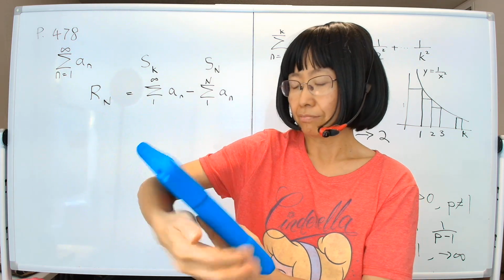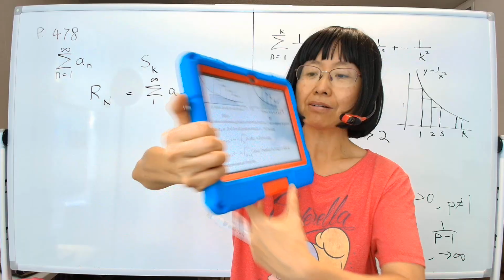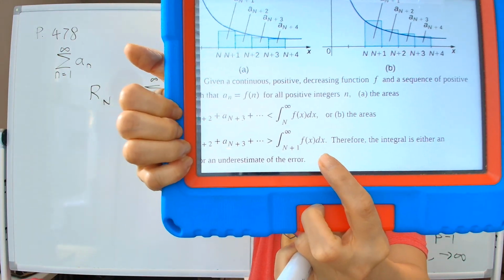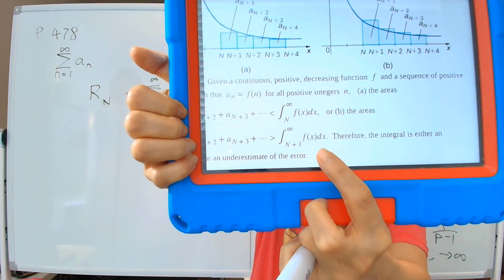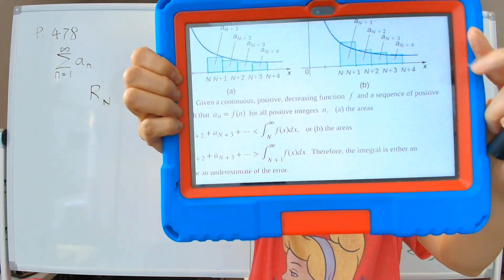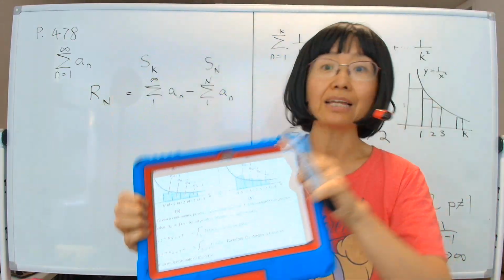integrating. Yeah, the bigger one is integrating from n plus 1. See? So you're integrating from n plus 1, right? So this part should start at n. It started at n. See? It should start at n plus 1. Then it will make sense.